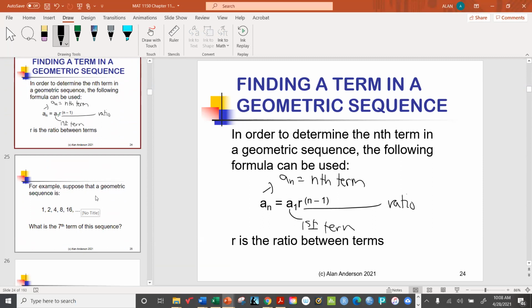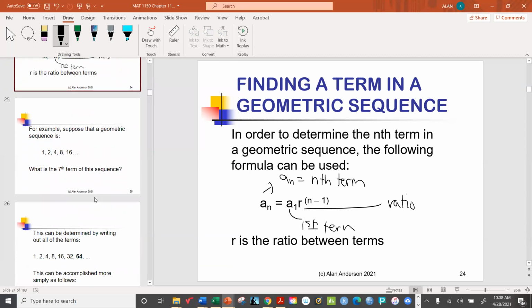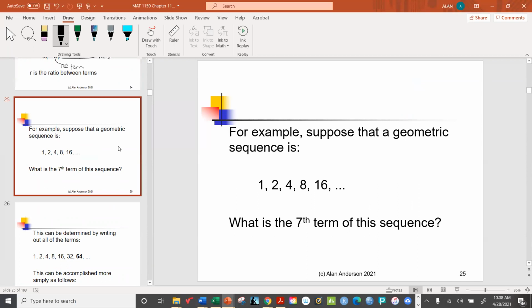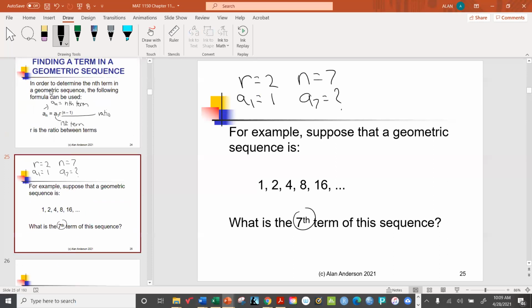So, all right, let's say that, for example, we have the following sequence, and it is equal to 1, 2, 4, 8, 16. Clearly, this is a geometric sequence. The common ratio is 2. The first term is equal to 1. And we're looking for the 7th term, so n is 7, and we're trying to find a7. So the formula that we just got is an equals a1 times r to the n minus 1 power.